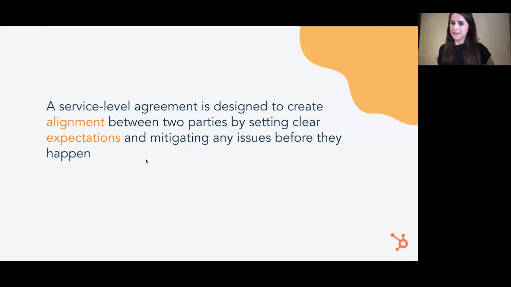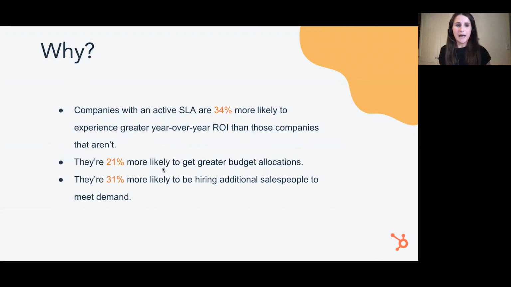So I'm going to go a tiny bit into SLAs. A service level agreement is designed to create alignment between two parties by setting clear expectations and mitigating any issues before they happen. And the why, again, I always like to lean into the stats. Companies with an active SLA are 34% more likely to experience greater year-over-year ROI than those that aren't, 21% more likely to get greater budget allocations, and 31% more likely to be hiring additional salespeople to meet the demand of that.